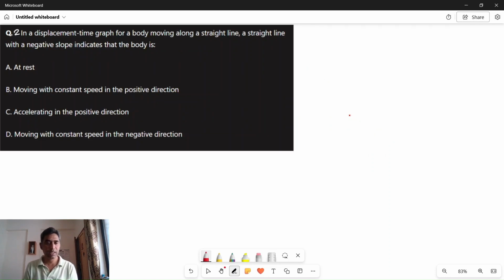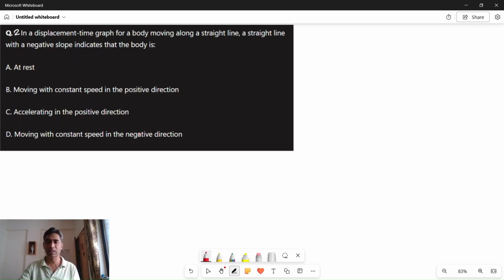Okay, we'll see the next question. It is a graphical question from kinematics. In an x-t graph, a displacement-time graph for a body moving along a straight line, a straight line with a negative slope indicates: at rest, moving with constant speed in the positive direction, accelerating in the positive direction, or moving with constant speed in the negative direction. Looks like a very simple question.